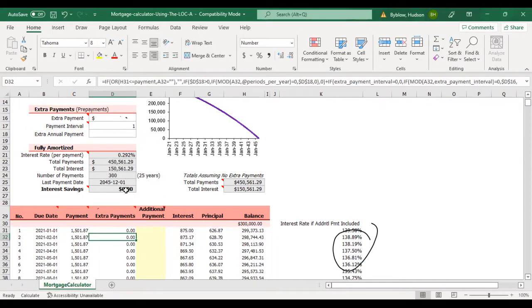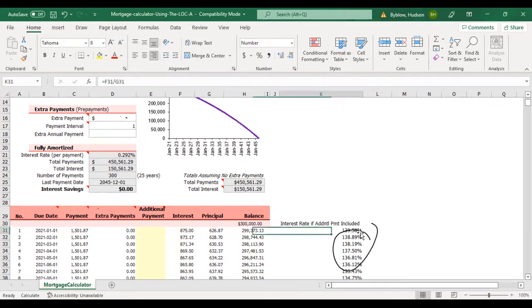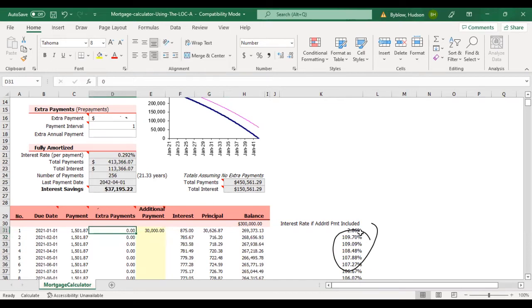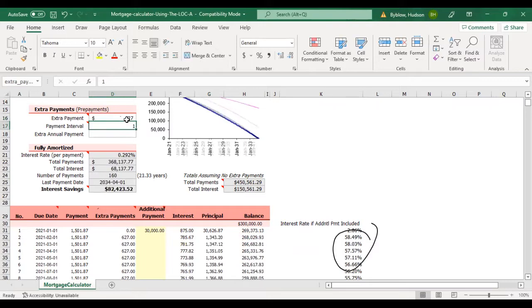Okay, so look at that interest rate over here, 140%, 130%. If you don't like the idea of that, then we want to do this here. Oh, I know. That's where we should put the 30,000, and that's where we're going to put the 627. So our extra payments are 627. It seems to start on the second line. I'm just going to correct that right now.